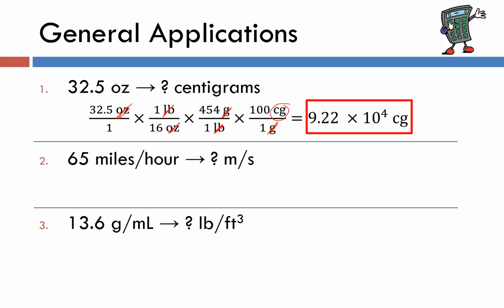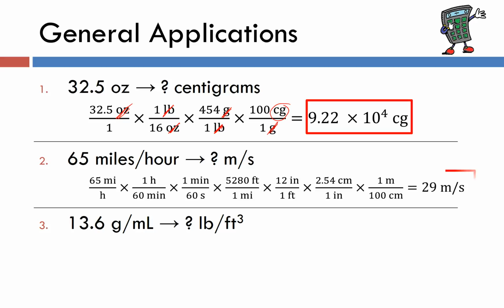Question number 2 is a little bit more complicated, 65 miles per hour into meters per second. I've got really 2 different types of conversions to make, a distance and a time, but it's the same exact idea. Work stepwise, get the units that you don't need to cancel out, get the units that you do need in the right location. So I need meters over second, and that's what I end up with, meters over second.